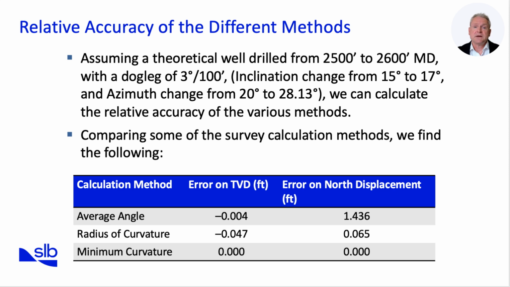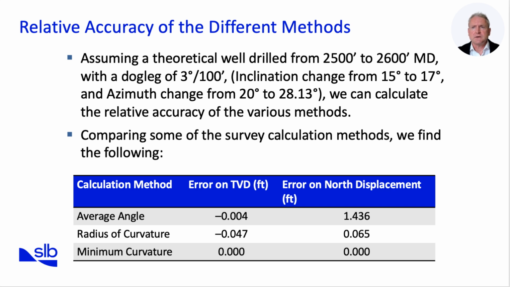Let's take a moment to look at the relative accuracy of different directional survey calculation methods. In this example, we assume a theoretical well drilled from 2,500 to 2,600 feet measured depth, with a dogleg severity of 3 degrees per 100 feet. That translates to an inclination change from 15 degrees to 17 degrees, and an azimuth change from 20 degrees to 28.13 degrees. These changes represent a fairly typical directional adjustment over a short section of a wellbore.